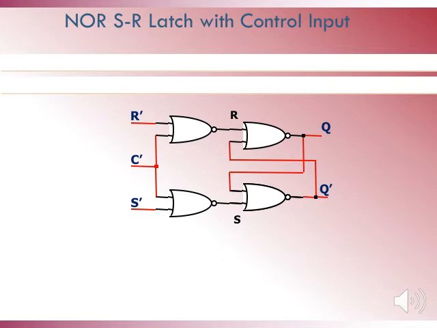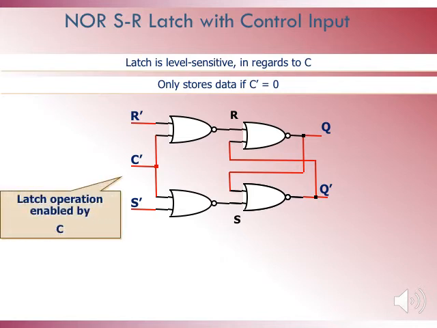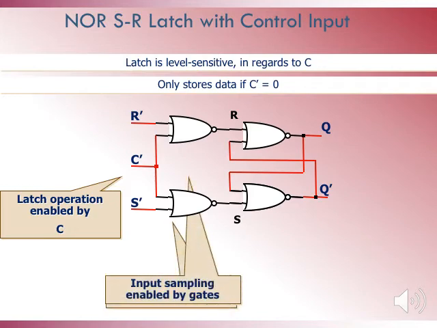Now, the latch is level sensitive in regards to C, which means that it stores data only if C dashed equals 0. In short, the latch operation is enabled by C. The external inputs are given via S dashed and R dashed. So, we say that the input sampling is enabled by the extra NOR gates. The outputs obtained finally are denoted as Q and Q dashed.